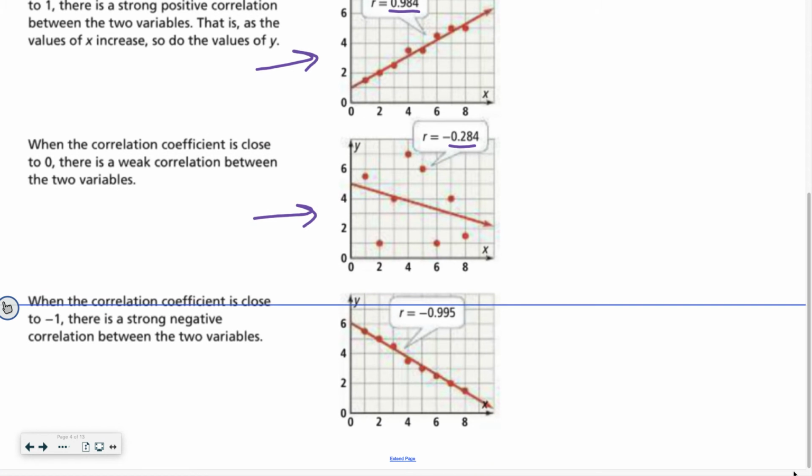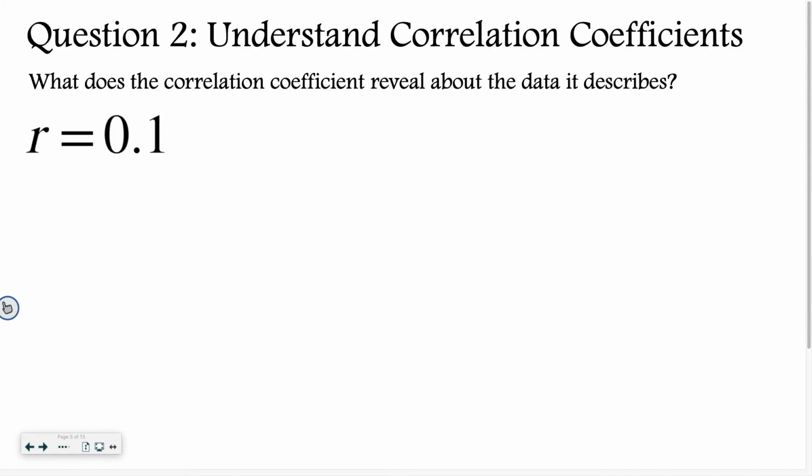And then when we have a correlation coefficient that's close to a negative 1, that's actually really good too. That tells us that there is a strong relationship between our X and Y values. It's just that it's a negative relationship. So the closer it is to a positive 1 or a negative 1, the stronger the relationship. If the R value is close to 0, there's not really a relationship between the two.